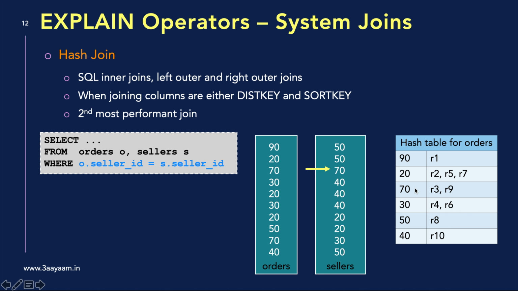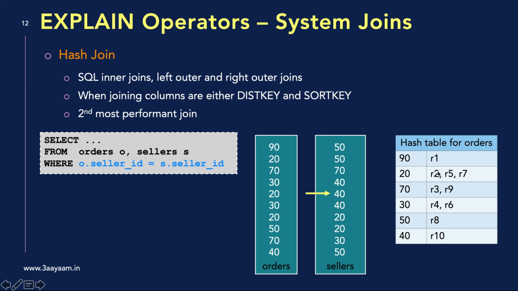So what will happen? It will see, okay, this is the bucket and there are two rows, row number 3 and 9. It will join this particular row from the sellers table with these two rows of the orders table, and it will continue doing so. For 40, there is only one row, row number 10, and it will go ahead by reading all the rows in the sellers table and the hash table which is there in memory.